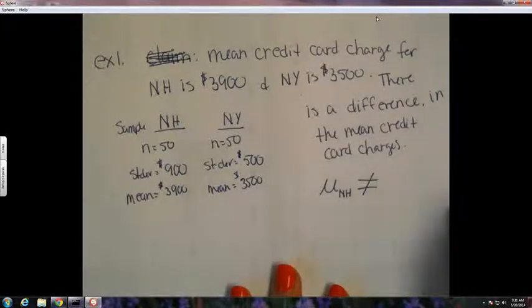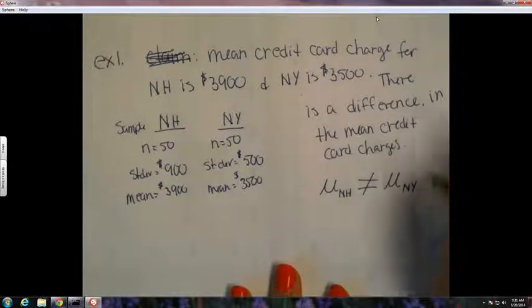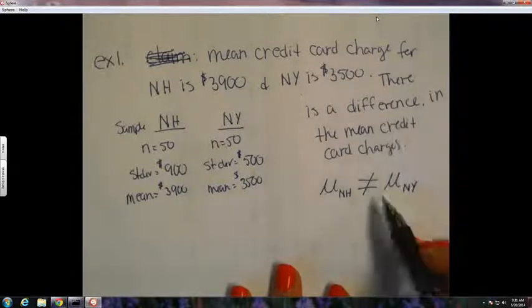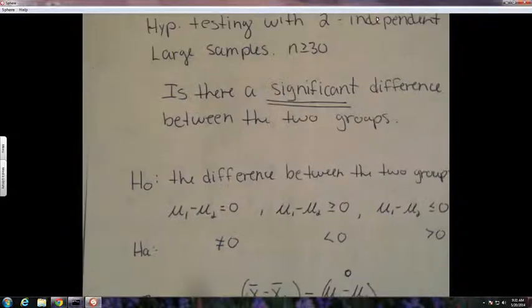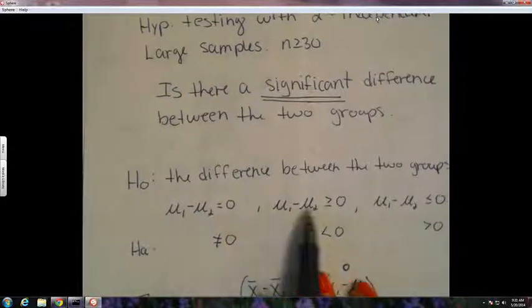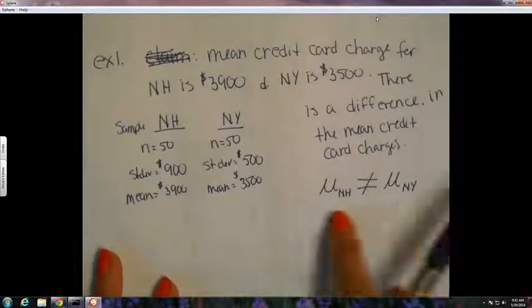How about not equal to? Does that work for you? Yeah, that's like trying to pull teeth there. So there is a difference means they're not equal. Agree with that. Now when we write the claim though, the claim has to be written as a subtraction of the two. Okay, so how do I convert this into a subtraction of the two?